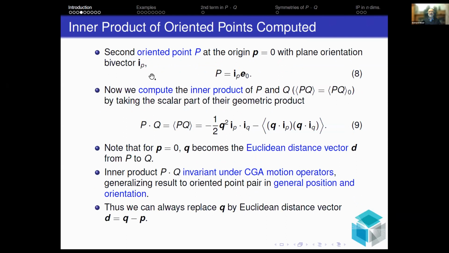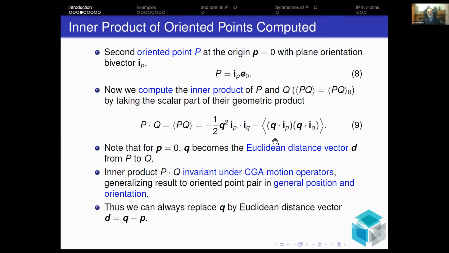Yeah, and we had the conformal point Q. We take a second conformal point P, and we conveniently position it at the origin. So the position vector of P is 0. And then the expression is very simple. It's just IP, the bivector, times E0. Now we compute the inner product. And this is the scalar part of the geometric product.